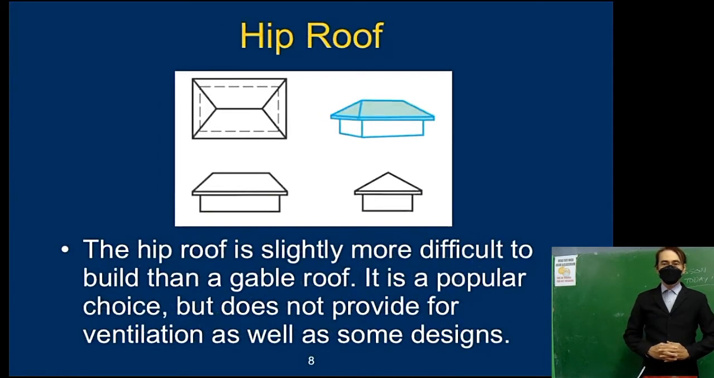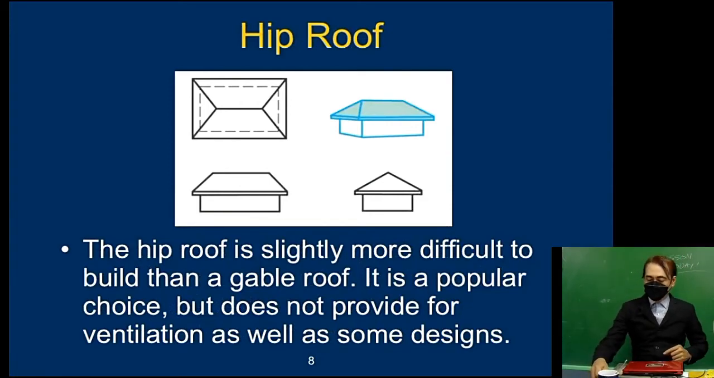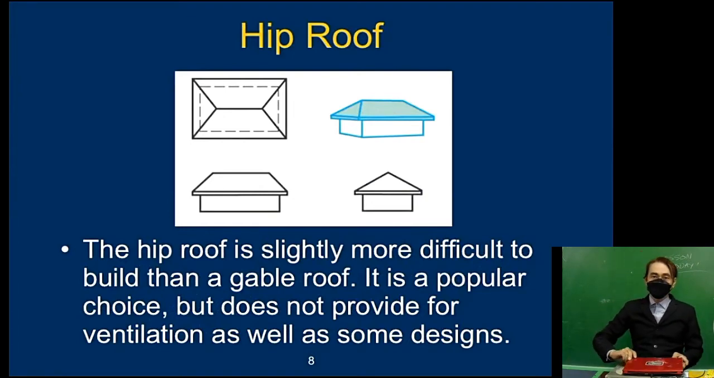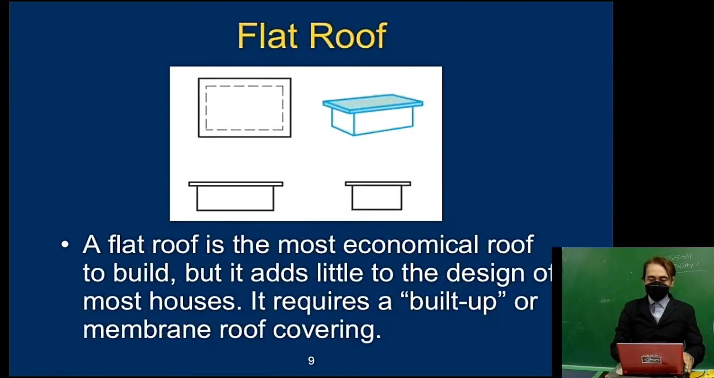Hip roof. The hip roof is slightly more difficult to build than a gable roof. It is a popular choice but does not provide for ventilation as well as some designs. Flat roof. A flat roof is the most economical roof to build, but it adds little to the design of most houses. It requires a built-up or membrane roof covering.